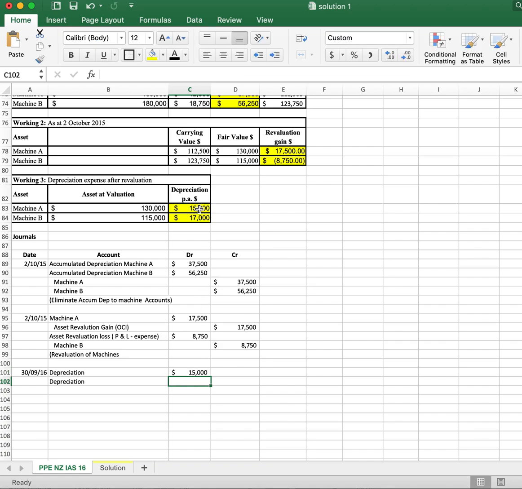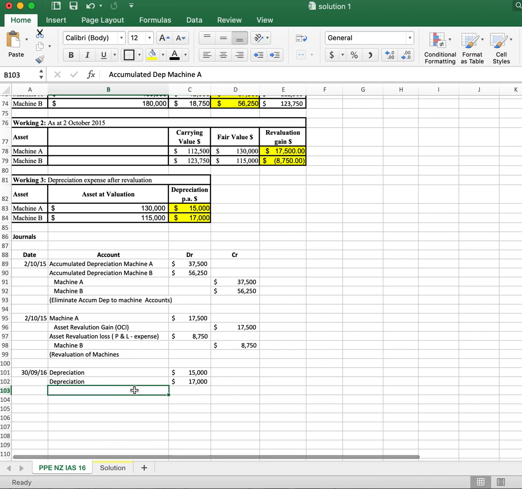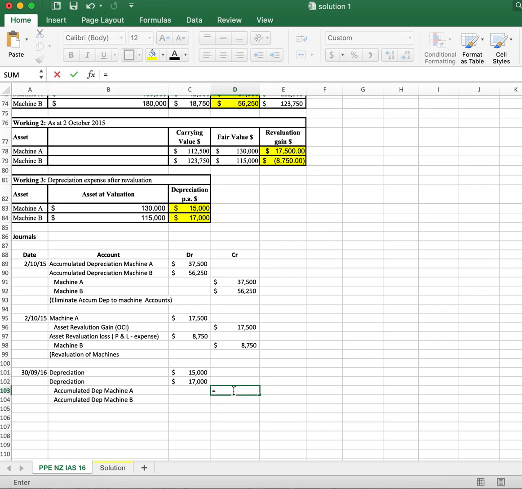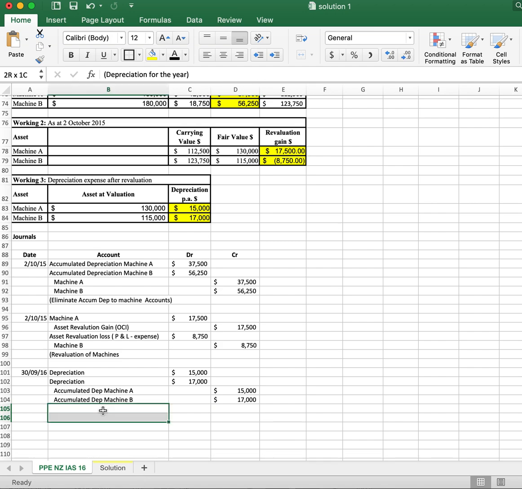I'm just going to do them separately to post to the depreciation account, and the accounts I'm crediting are the accumulated depreciation account for machine A and the accumulated depreciation account for machine B. All right, and that's the depreciation for the year.